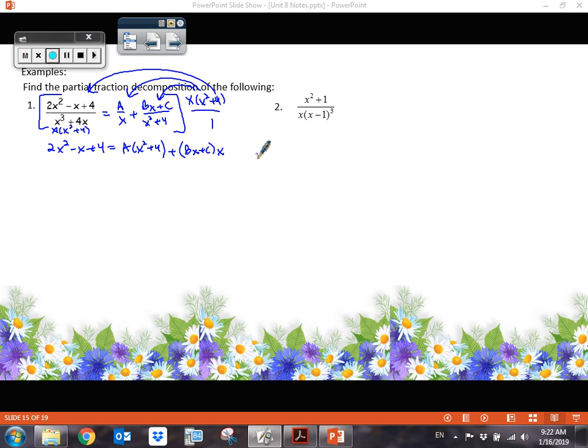Now what I'm going to do, and this is a step that as you work through these, you may not have to do, I'm going to go ahead and just distribute this out and clean it all up, just so we're clear. So the left side is 2x squared minus x plus 4. The right side, I'm going to have ax squared plus 4a. Then I'm going to distribute this x, so plus bx times x is bx squared, and c times x is cx. Okay, is everybody okay?